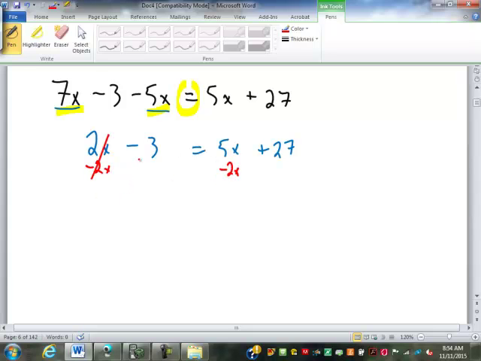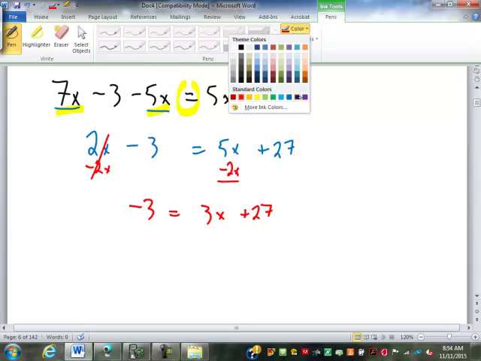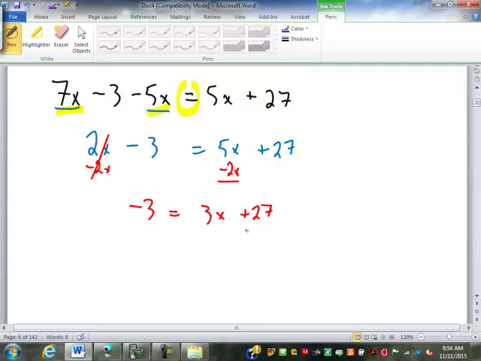Now we have to be careful. What's left on the left side over here? Negative 3. 5x minus 2x is 3x plus 27. Then we need to subtract 27. The x is over here, so we got to get rid of everything that's on that side. So we subtract 27. We have 3x here. Subtract 27 here gives us a negative 30. And then divide by 3. X equals negative 10.